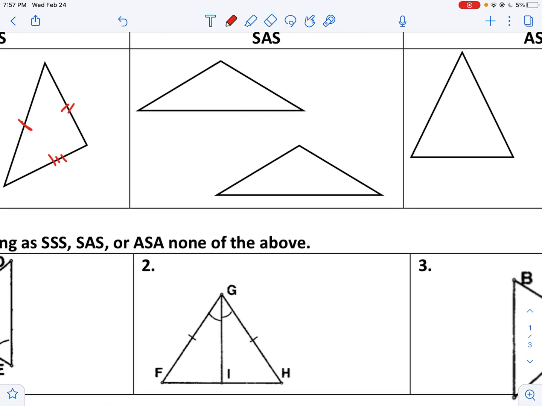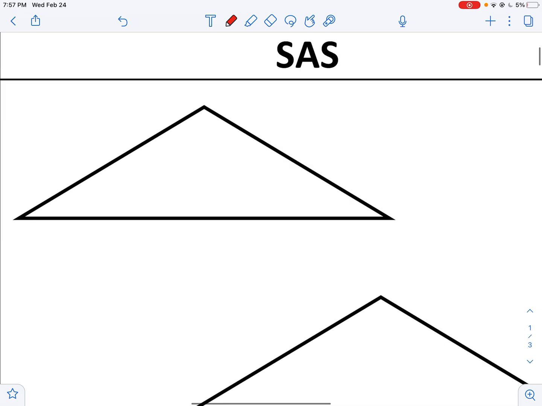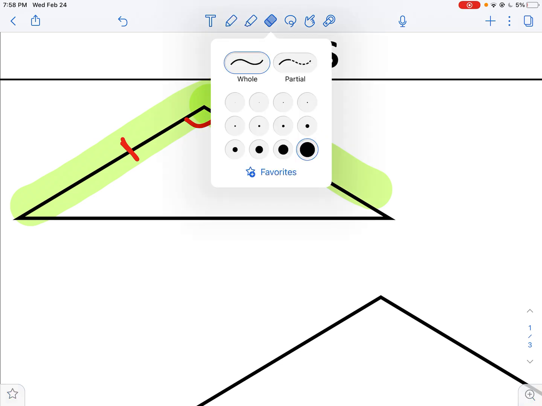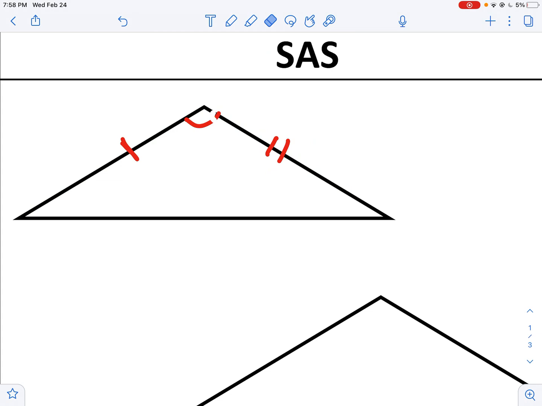So let's take a look at this triangle right here. I'm going to give an example of side, angle, side. So here's one side, here's an angle, and the other side would be over here, because then I have my two sides, and right in between those two sides, right where they meet up, is an angle.